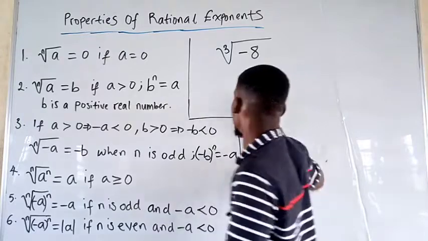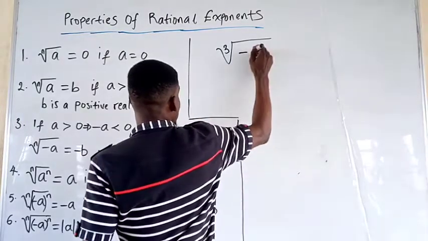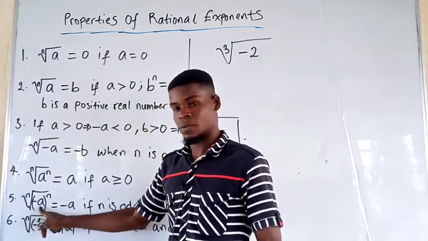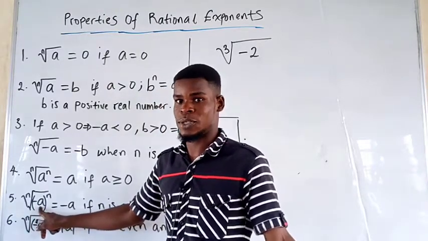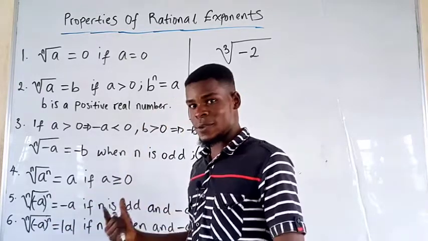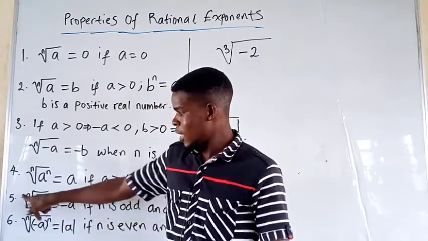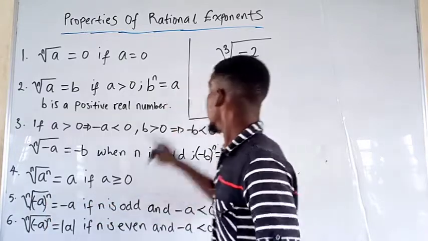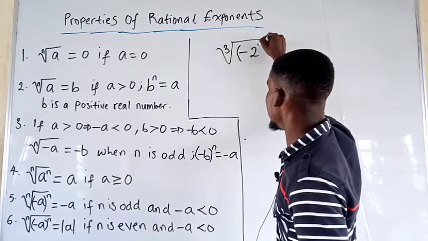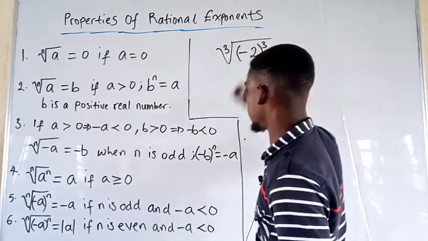Let me not use negative 8 because I'm going to raise it. Let me put down negative 2. That is negative a. So let's take a to be 2. Then negative a will now be negative 2, which is less than 0, right? And we raise that to that same index, that is, raise that to power 3. So I raise everything here to power 3.